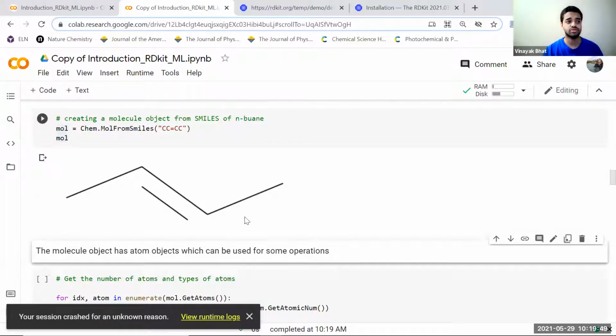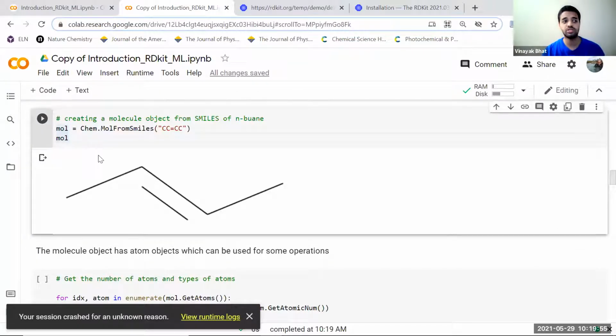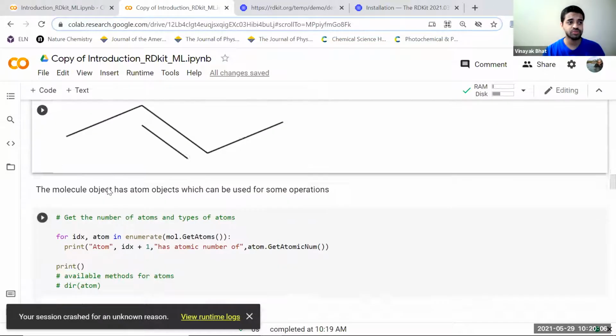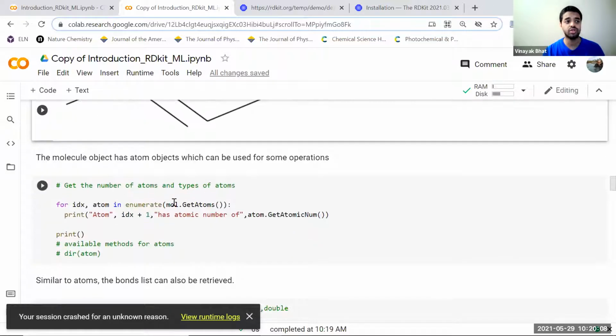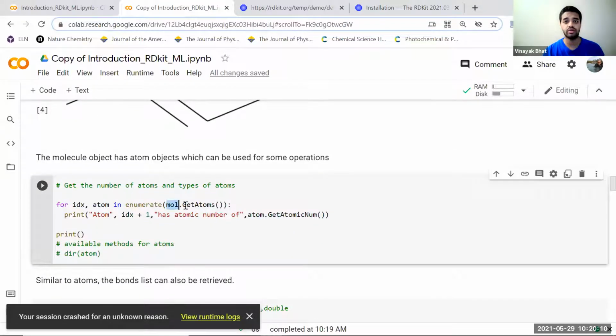Okay, so 4 carbons and a single and a double bond. Once you create a molecule, it has atoms in it, right? So there are atoms and bonds. That is how a molecule will be defined in RDKit. And to get atoms, what we would need to do is mol.GetAtoms.